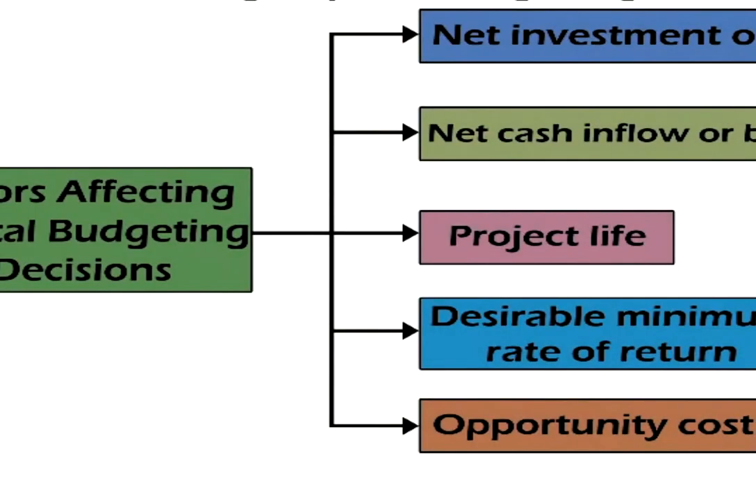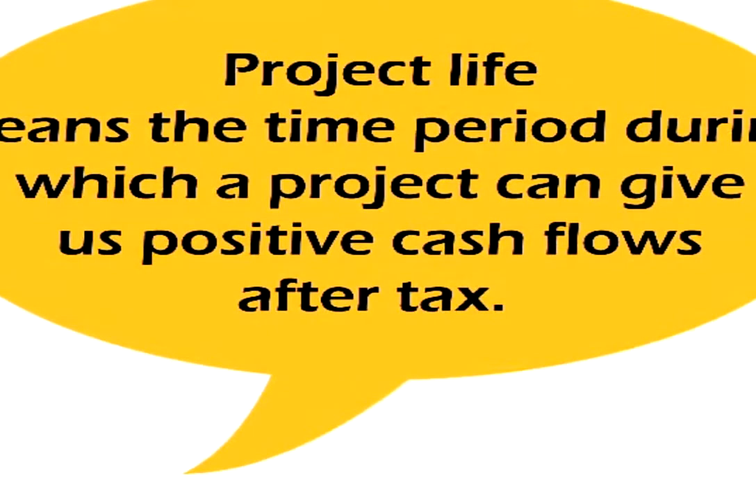The third factor is project life. Project life means the time period during which a project can give us positive cash flows after tax. It is different from the physical life of an asset. It is more an economic life rather than the physical life provided by the supplier. For example, if an asset is able to generate cash flows after tax for 5 years of its life, the project life shall be 5 years.